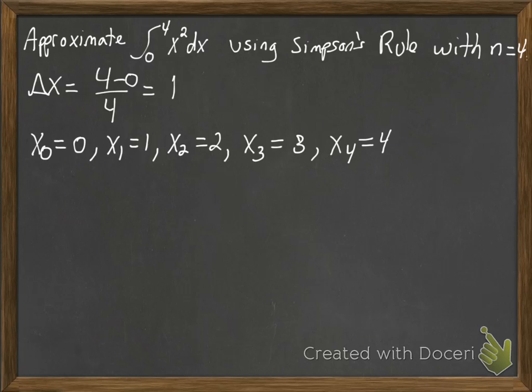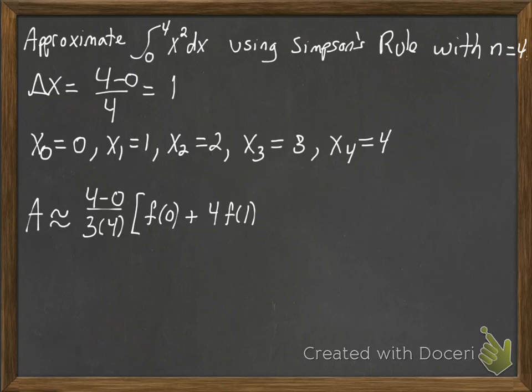And it's just a matter of plugging those numbers into our formula. Simpson's rule says that the area is approximately b minus a over 3n, times f of 0. And we just remember that pattern. The first one has a coefficient of 1. The next one has a coefficient of 4. So 4 f of 1, then 2.